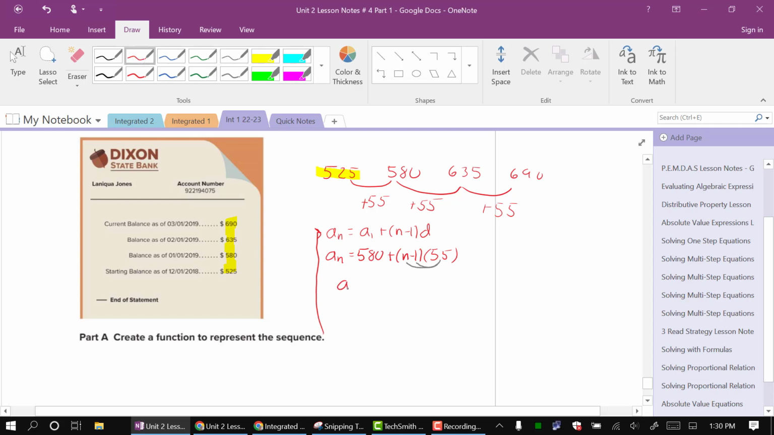When I do that, I get AN equals 580 plus 55N minus 55. Ooh, look what's going to happen. I have like terms here. It's actually going to give me what I have when I originally invested. AN equals 55N plus 525. Interesting.